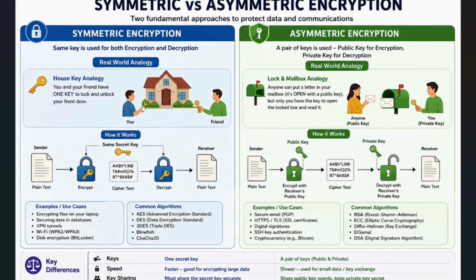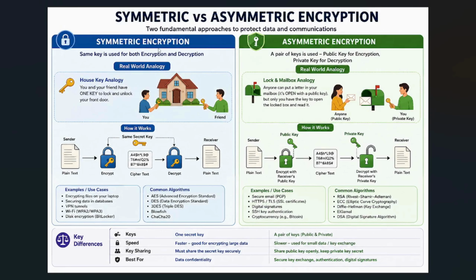When we say symmetric, it's basically you have only one key. That one key is shared between the source and the destination. So that same key is being used to encrypt and decrypt. Just keep that in mind. The same key is being used to do the encryption as well as the decryption. So this is symmetric encryption.